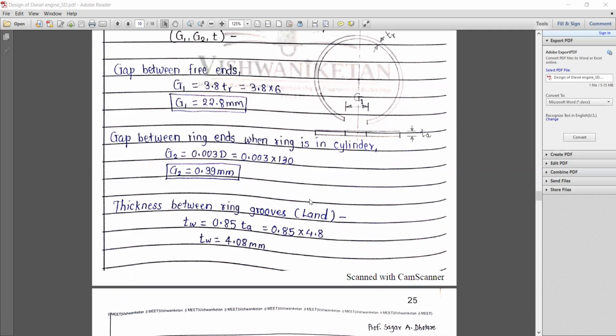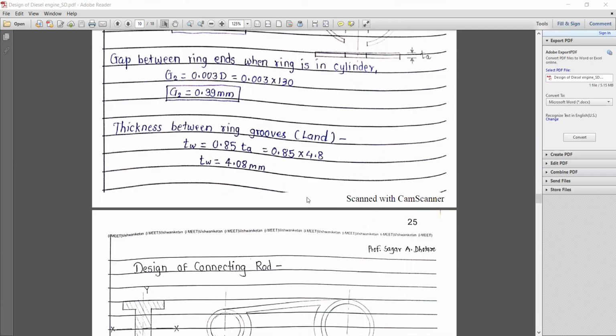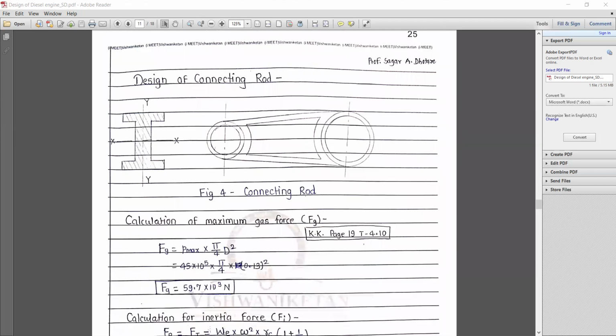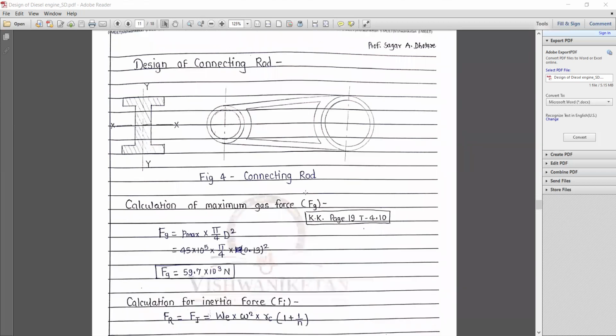Now the gap between the ring ends when the ring is in a cylinder, G2, is equal to 0.003 into D. So it is near about 0.039 mm. Now the thickness between a ring and a groove is called a land. So TW is equal to 0.85 times TA, that is 0.85 multiplied by 4.8. So TW is equal to 4.08 mm. Now next, a very important component, the design of the connecting rod.